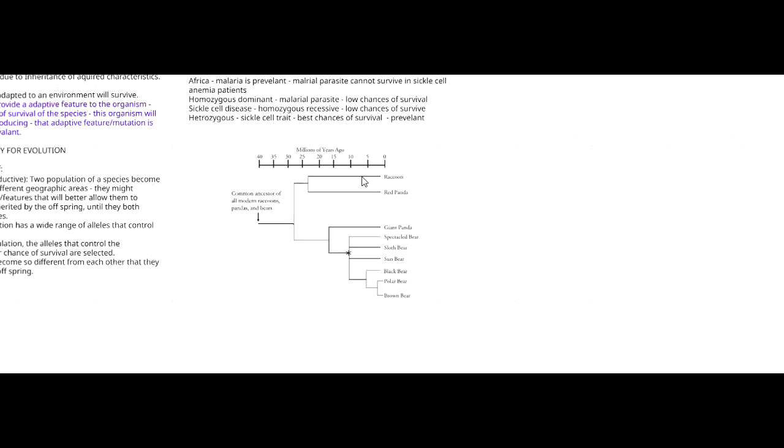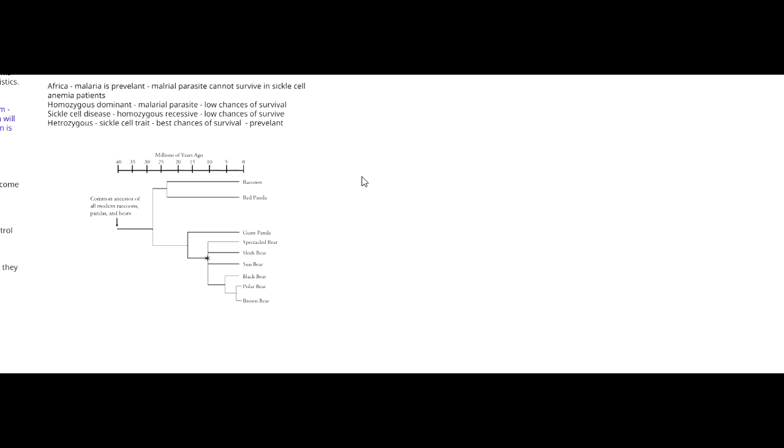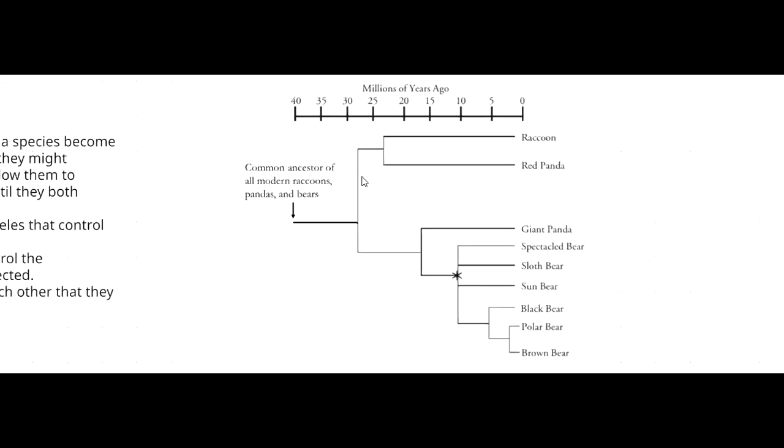So this is what I was saying about the evolutionary tree. The evolutionary tree allows us to figure out which organisms are closely related to each other, which species are closely related to each other. So if you look over here, the giant panda and these bears, they all share a common ancestor.